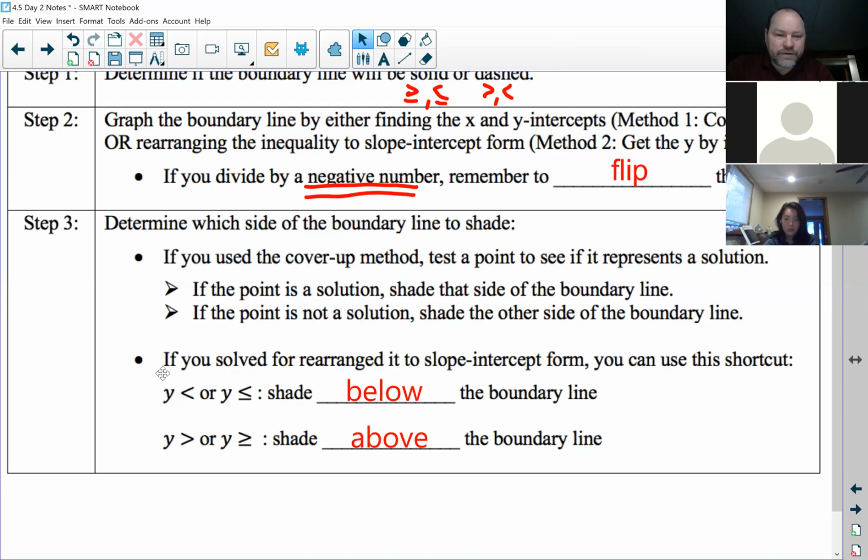If you use method 2, you can use the same kind of shortcut that we used on Tuesday. If it's less than or equal to, you shade below. If it's greater than or equal to, you shade above. So if you do the cover-up method, you can't just go by what the inequality is, because there could be something going on that would cause that inequality to be flipped if you would solve it for your y equals.